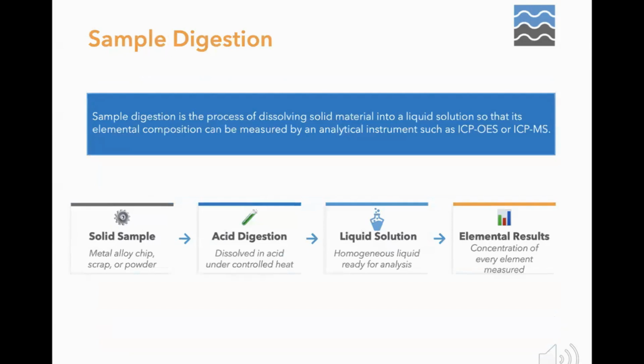Just to lay a foundation here, and I don't want to oversimplify any of this, sample digestion is that process of dissolving a solid sample into liquid form so that it can then be homogeneous and be subsampled and analyzed on analytical equipment such as an ICP-OES or an ICP-MS. Standard process we're all very familiar with.